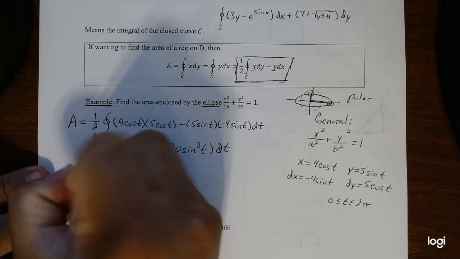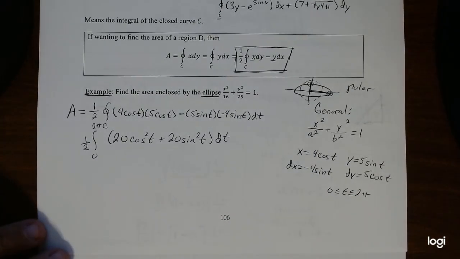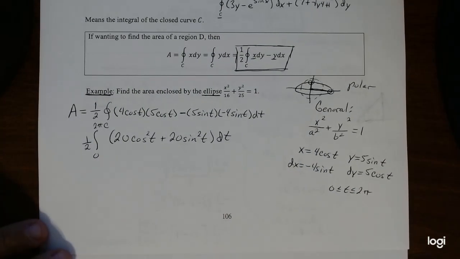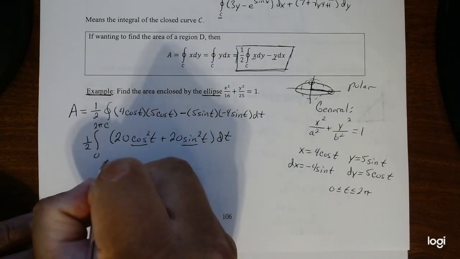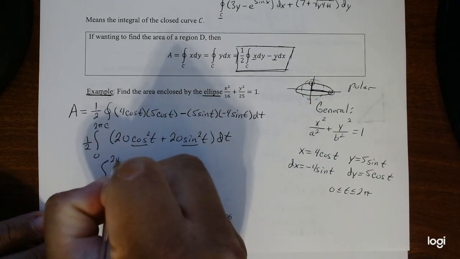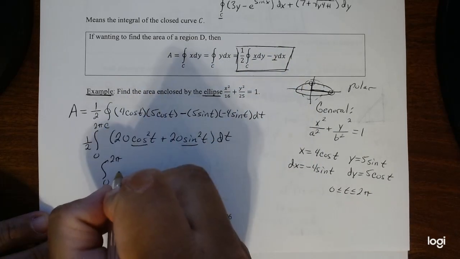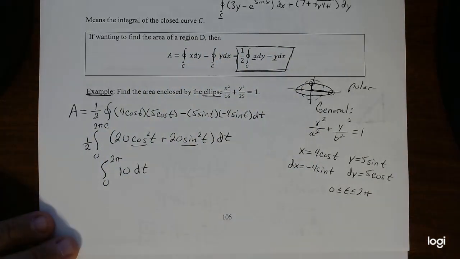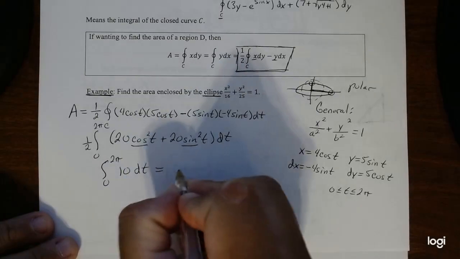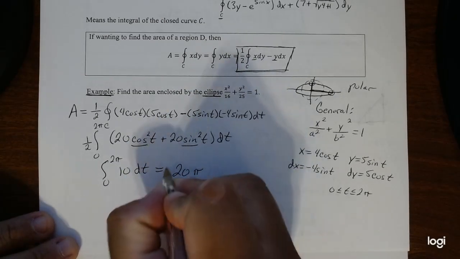And this 1/2 on the outside. Now, as you can tell, you can probably see what's going to happen, right? Cosine squared plus sine squared equals 1. So we're just going to integrate 20 divided by 2, which is just 10 dt. So this just gives you 20 pi.